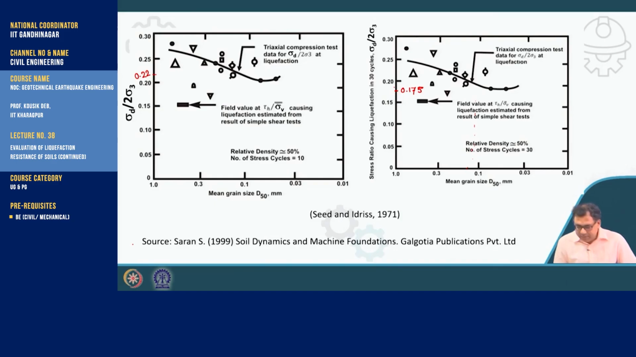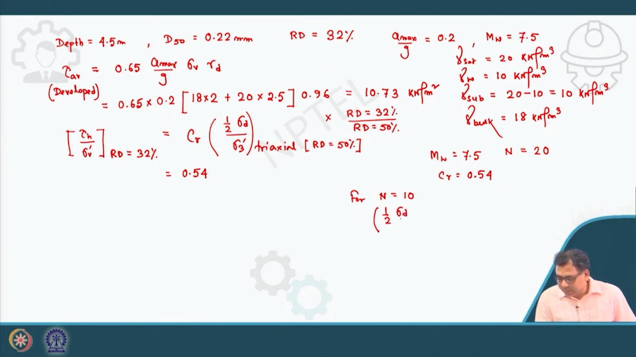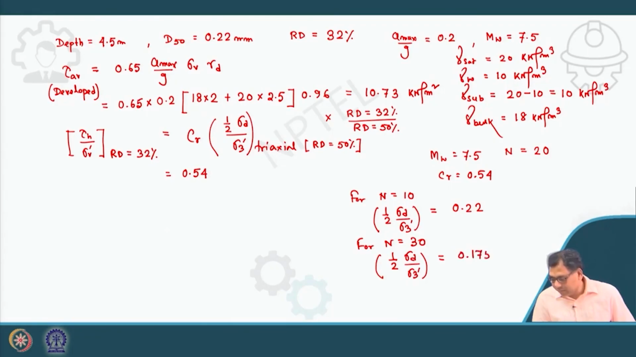So what I have taken is that for n equal to 10, half sigma d by sigma 3 dash is equal to 0.22. Now for n equal to 30, half sigma d by sigma 3 dash is equal to 0.175.